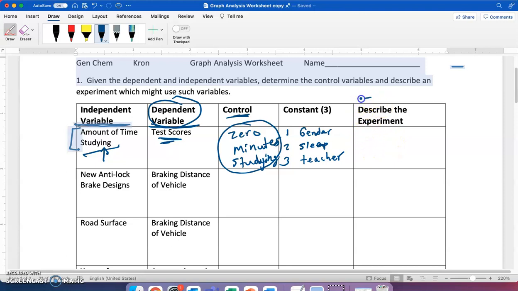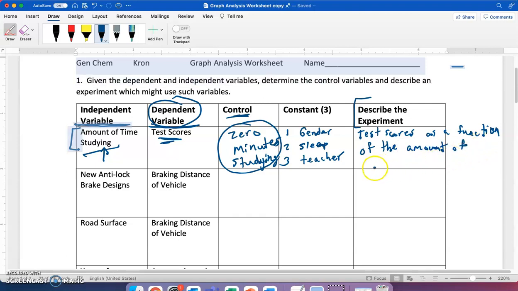Now, to describe the experiment, what I'm going to have you do is basically say the dependent variable as a function of the independent variable. So let's go over that. So the dependent variable, test scores, as a function of the amount of time studied.